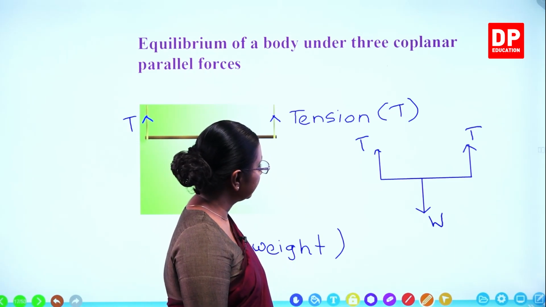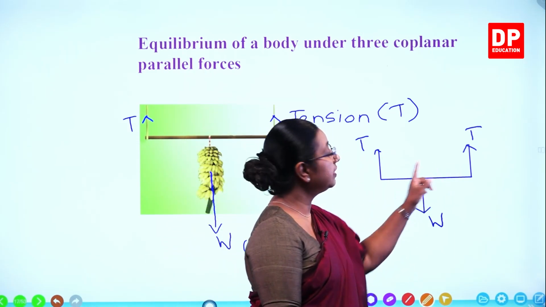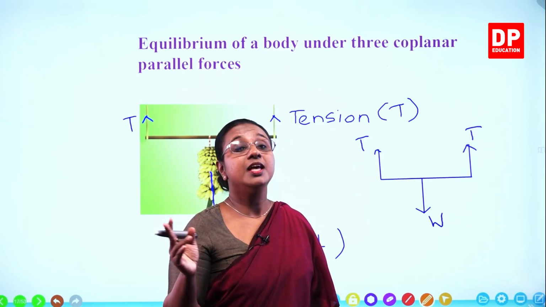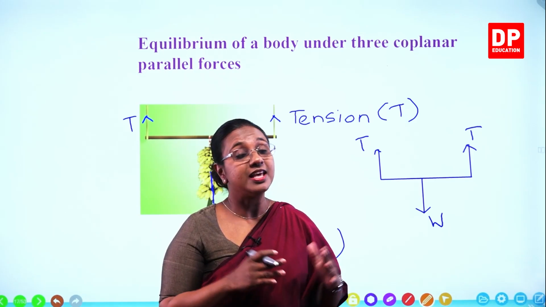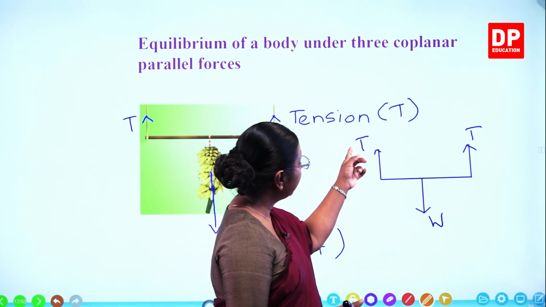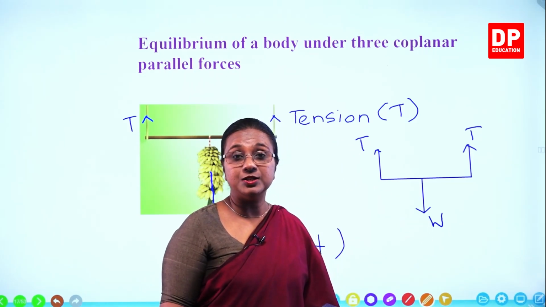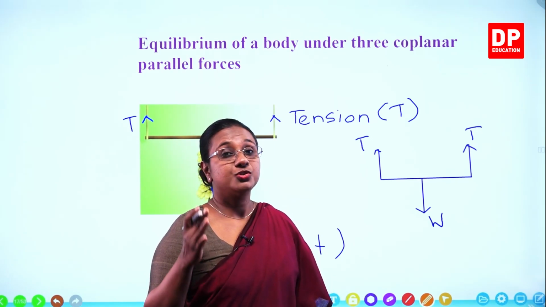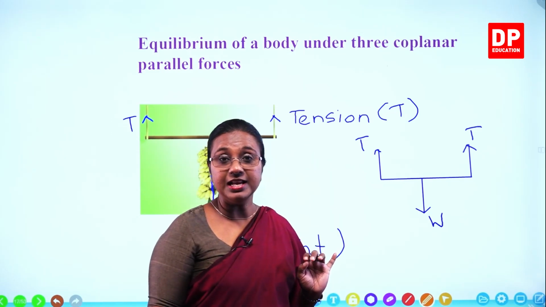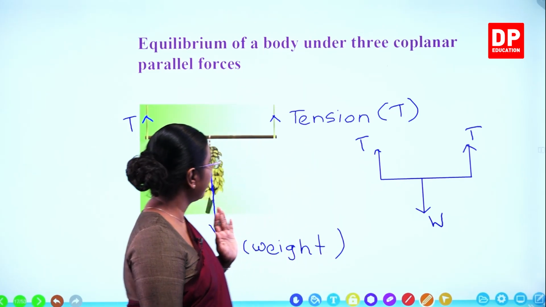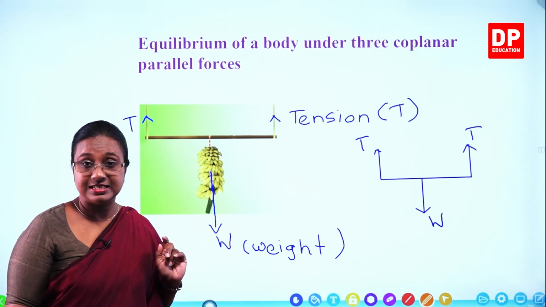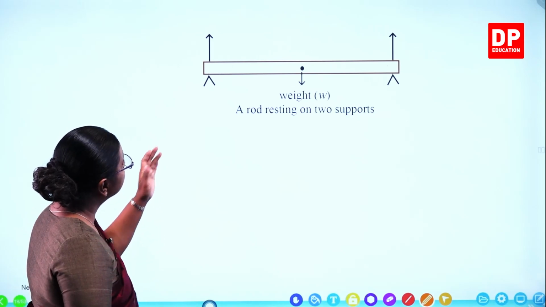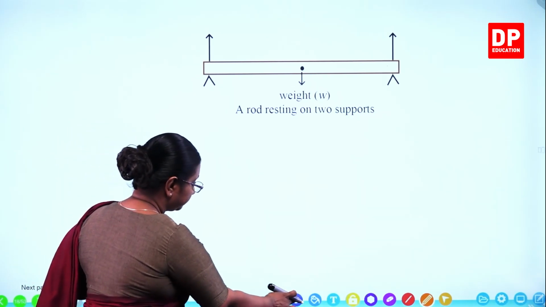So, what happens here? The resultant of the tension acting upwards, because there are two forces, they usually get added up. Why? They are in the same direction. They will be equal to the magnitude of weight and in the opposite direction. So, then the system will be in equilibrium. I am sure you all can understand this instance. With that, students, I will move on to the next slide. Another example.